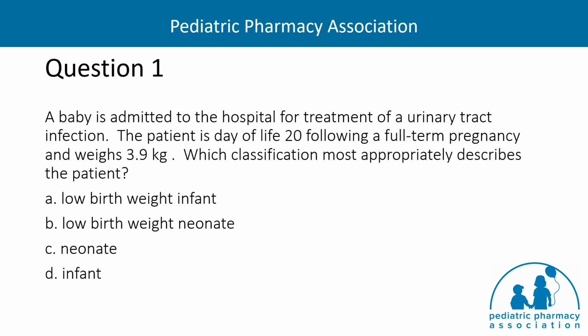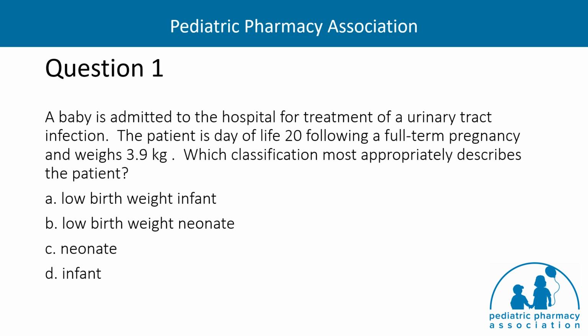Question 1. A baby is admitted to the hospital for treatment of a urinary tract infection. The patient is day of life 20 following a full-term pregnancy and weighs 3.9 kilograms. Which classification most appropriately describes the patient? A. Low birth weight infant. B. Low birth weight neonate. C. Neonate. D. Infant. And the answer is C.